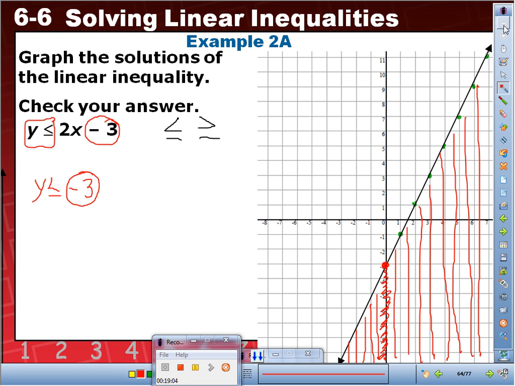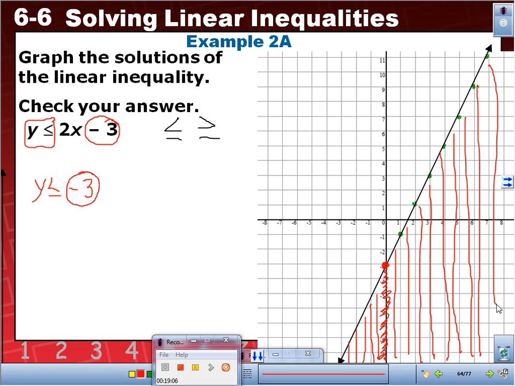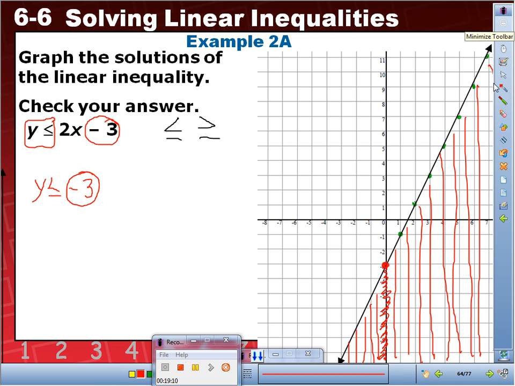Shading. Like I said, stay with me or some of you are going to miss it. We're almost there. You're saying, Mr. Q, I don't know why we're shading. Well, let me explain it.